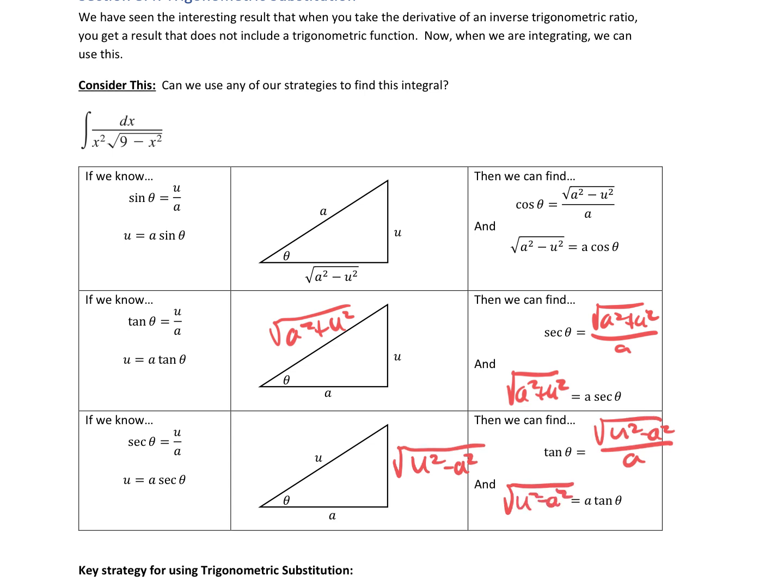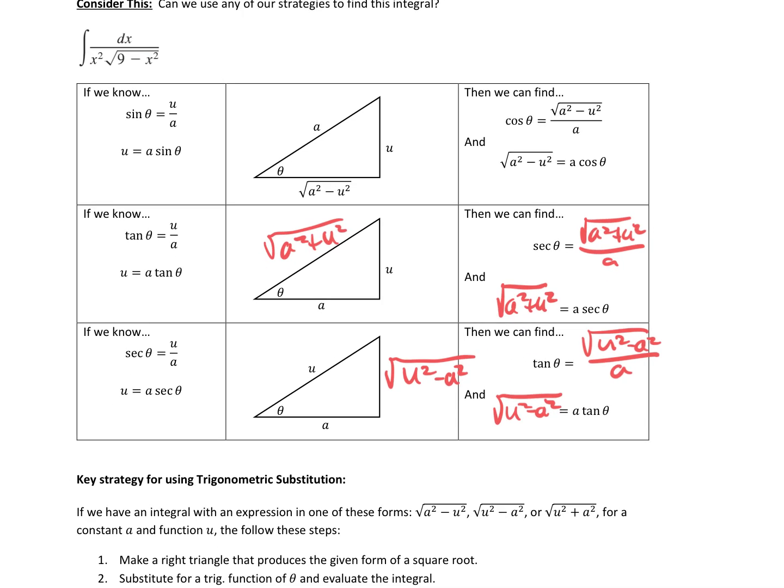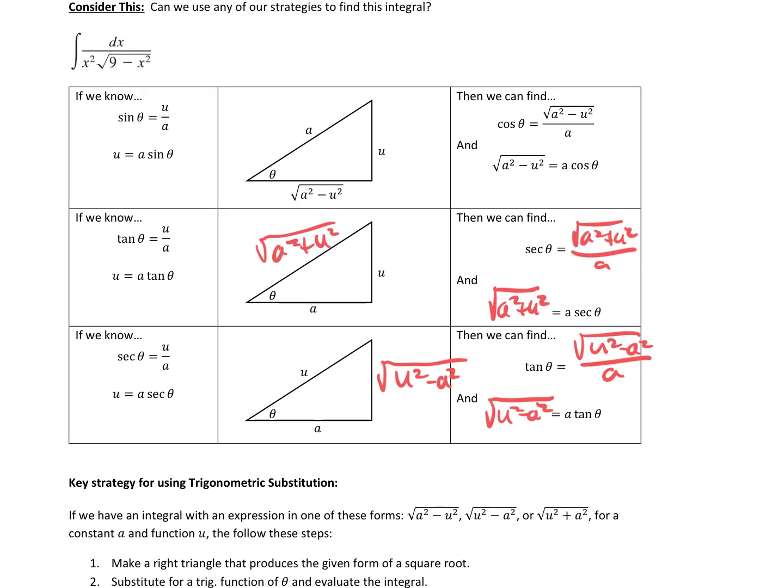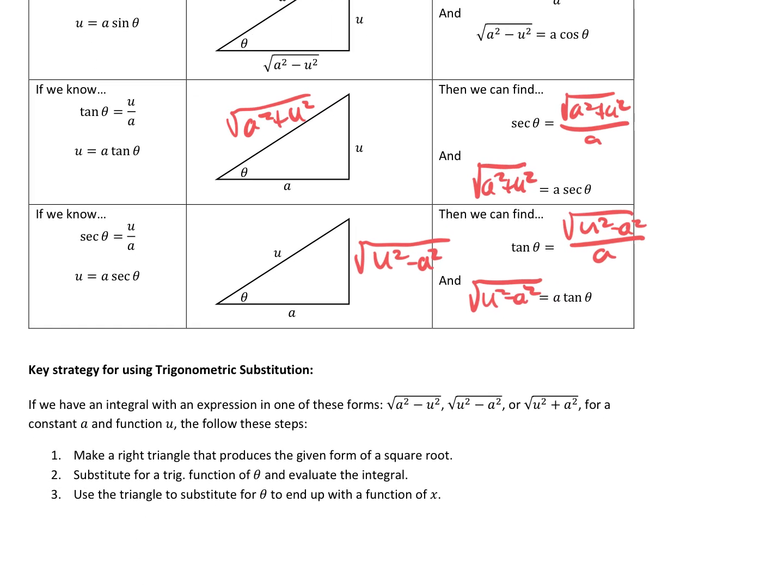So what did we just find out? Here, we'll consider u to be an expression involving x usually, and a to be a constant. So in all these expressions here, u is something involving x, and a is a constant. And so we have these relationships here. Sine led to cosine. Tangent leads us to secant, and secant leads us to tangent. They're connected in that way.